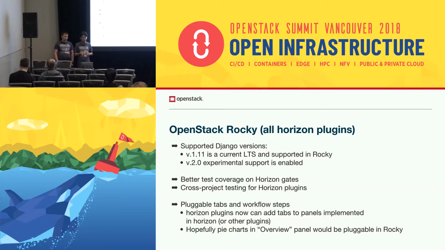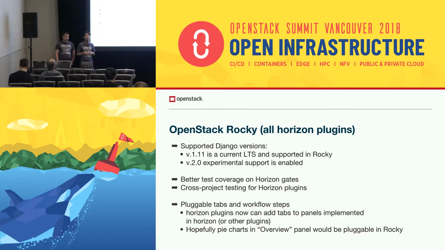Then I'll cover changes across all Horizon plugins. There is an ongoing effort to move to a newer version of Django. Django is a framework on top of which Horizon is built. Version 1.11 is the current LTS, which is supported in Rocky.